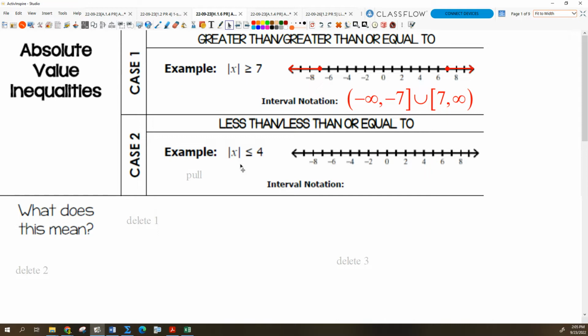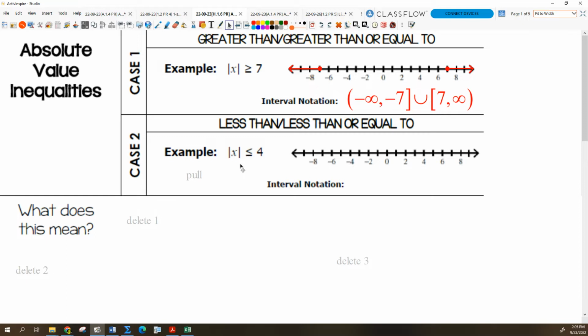This is one of the looks we're going to get when we have an isolated absolute value that's greater than a number. It's going to look like oars on a boat, right? We've seen that before. We saw that day before yesterday. How about this one?